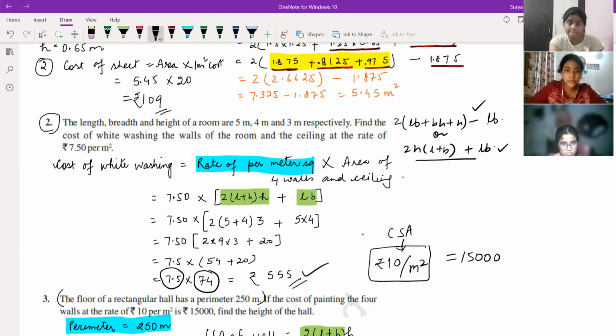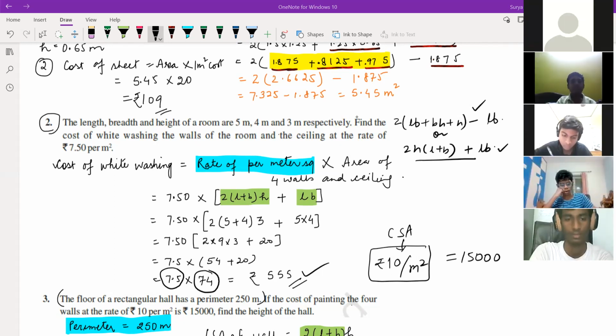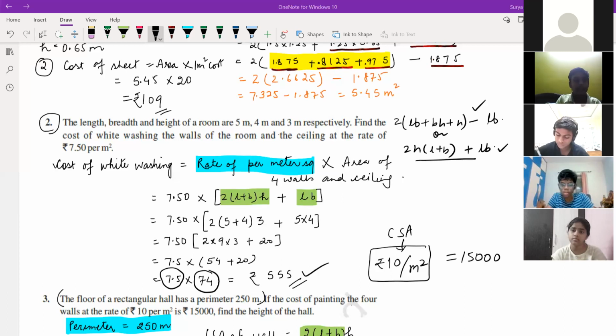Sir, I sent you my answer. Okay, wait, fine. So 2 children have sent already. Sai Ritvik, you found the height, right? Yes, that's what they asked. How did you find it, Sai Ritvik? Sir, 2 into (L plus B) into H is equal to 15,000 divided by 10. How did you get 15,000 divided by 10? Sir, because the cost of painting 4 walls at 10 rupees is 15,000, so we have to divide 15,000 by 10.